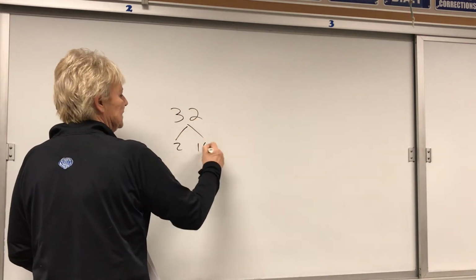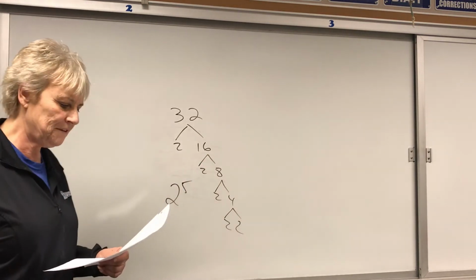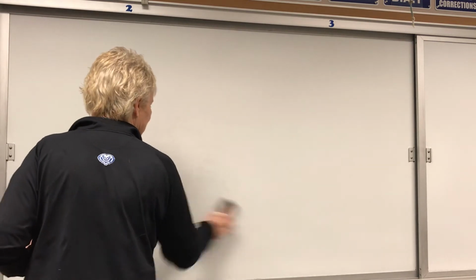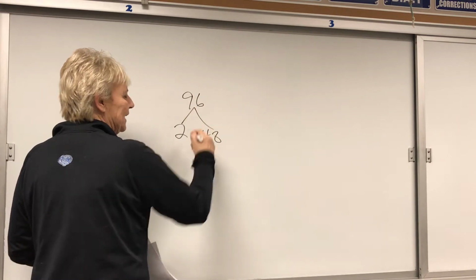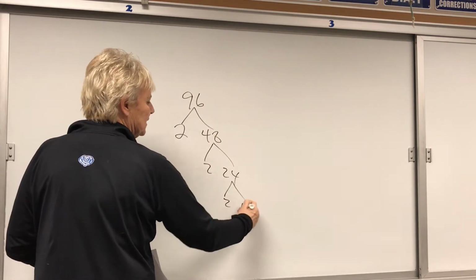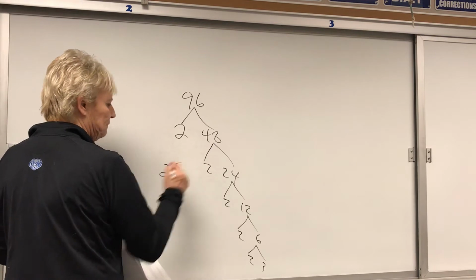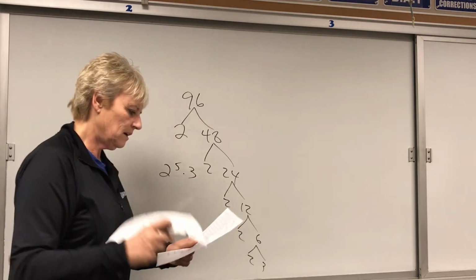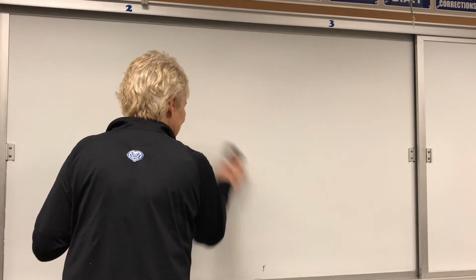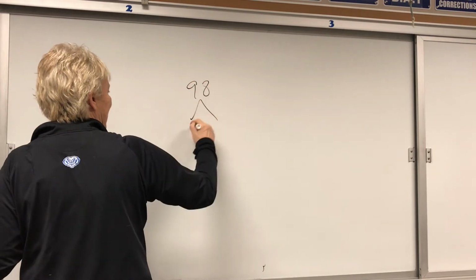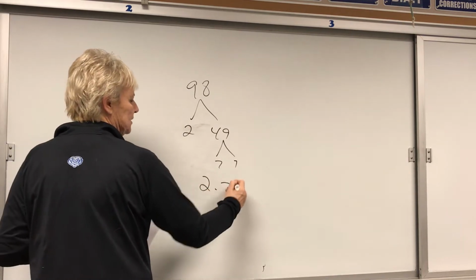32: 2 times 16, 2 times 8, 2 times 4, 2 times 2. Final answer, 2 to the 5th. Number 5 was 96. It's an even number, so you should start out by breaking it up, by dividing it by 2. There's another even number, another even number, another even number, and another even number. So the final answer is 2 to the 5th power times 3. I'll make sure I'm making these answers right. And then the last one, 98, it's an even number, so why not cut it in half? And then you can see that 7 times 7. So it's 2 times 7 squared.